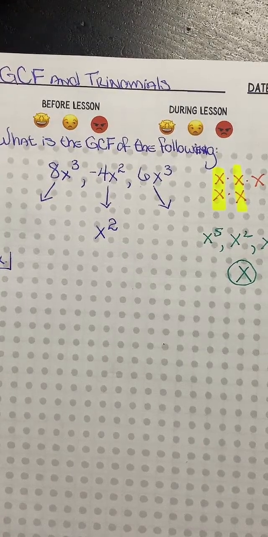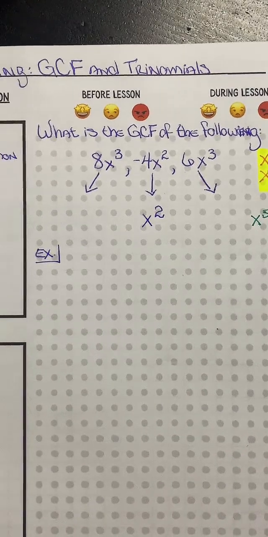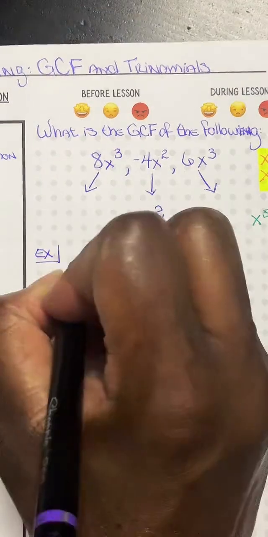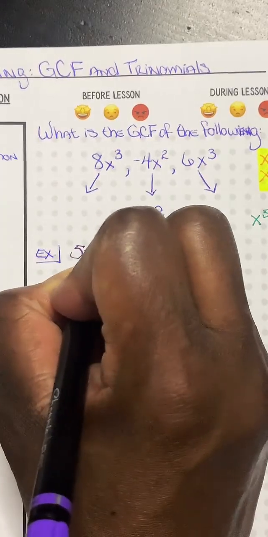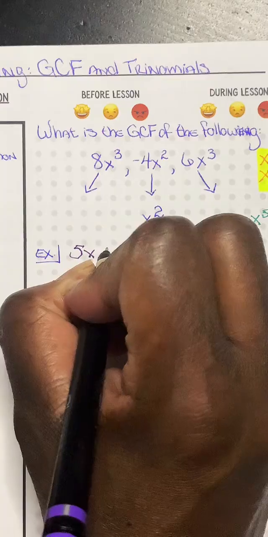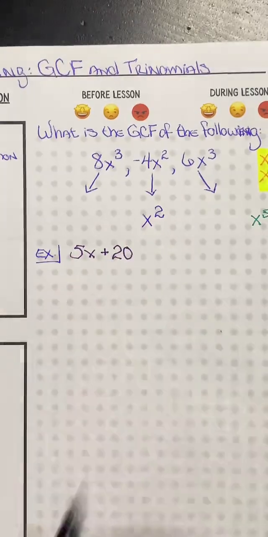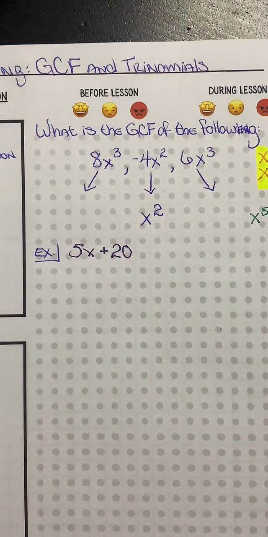All right. Now let's take it in a way that you're going to see either as what I like to call naked math, or as an assessment. Let's do our first example. Our first example is 5x plus 20.